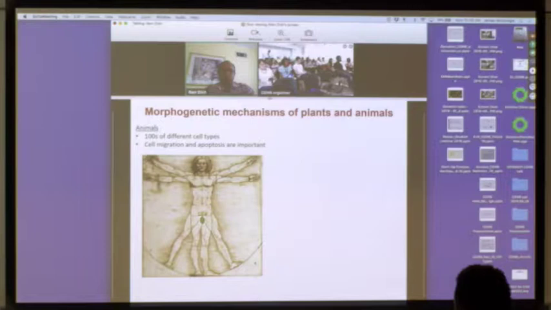Hopefully you guys have all seen movies of gastrulation or something like that, where the cells are migrating en masse, and that's important for embryo development, neural tube formation, etc. And also apoptosis or programmed cell death is very important. A good example of that is the formation of digits, where the cells between your fingers die in a programmed, controlled manner to then give rise to the digits that we use as fingers or toes on our legs. So cell migration and apoptosis are critical elements for animal morphogenesis.